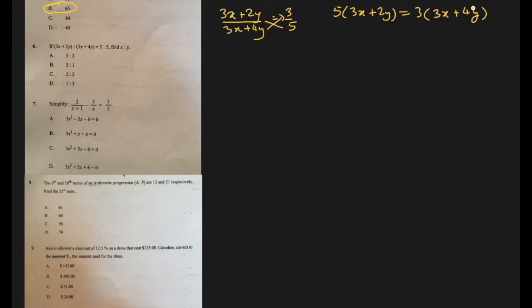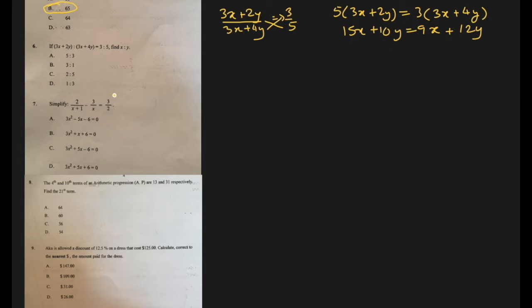Okay. Question number 6. If this ratio, so find x ratio y. So let's write them as fractions first. 3x plus 2y divided by 3x plus 4y. So ratio converted to fraction equal to 3 over 5. So let's cross multiply so that we get an equation out of this. So 5 times 3x plus 2y equal to 3 times 3x plus 4y. 15x plus 10y equal to 9x plus 12y.